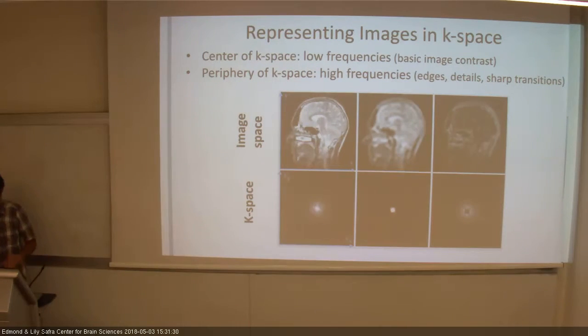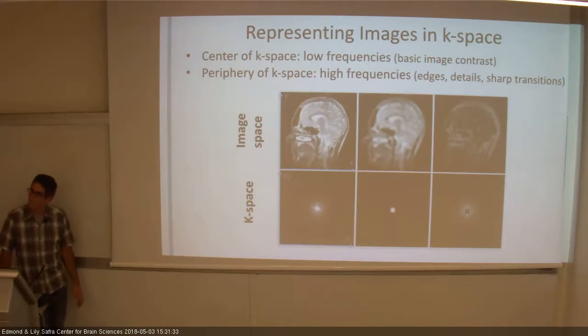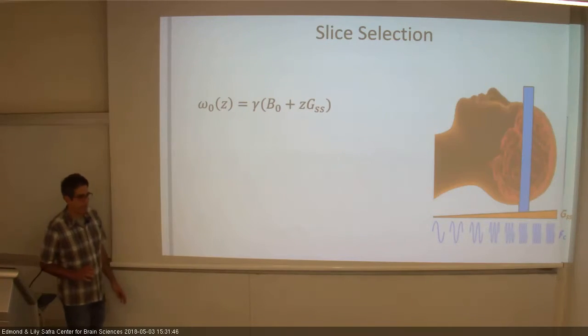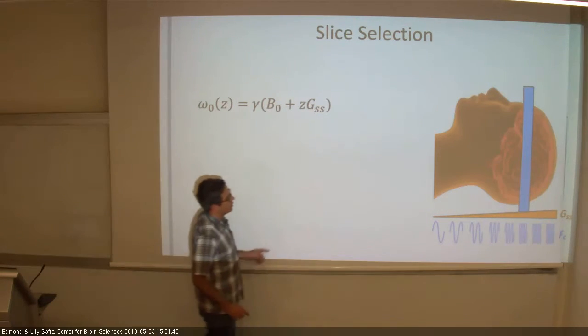So now we're going to use this phenomenon, and one thing we're going to do even before using it is first select a slice that we want to work on. Here is a magnetic field. We're going to create a gradient.